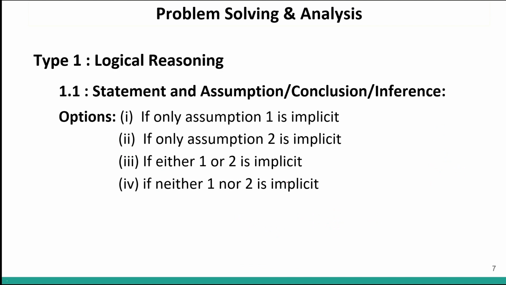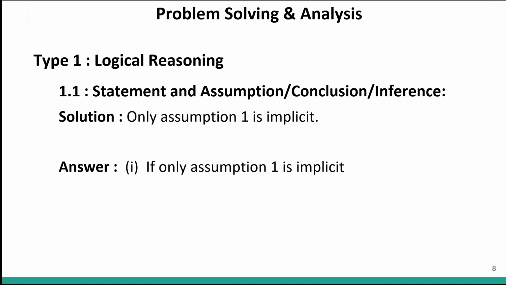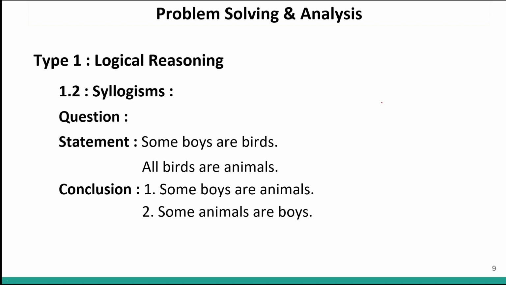So if we look at the options, only one assumption is implicit, only assumption 1 is implicit. Implicit means clearly there in the statement, either one, or neither, or both. So only one is implicit, and our answer will be option number 1, that only assumption 1 is implicit. So this was what we mean by statement, assumption, conclusion, and inference. Now let us move on to the next topic, that is syllogisms.